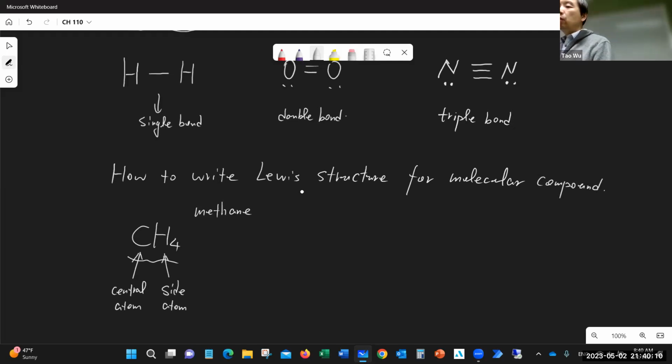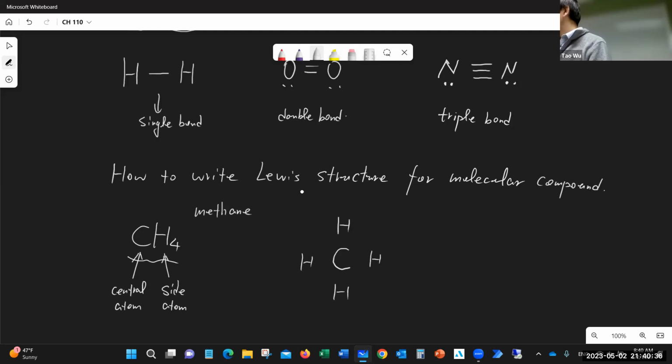And then when you write the structure, you put the central atom in the middle and put the side atoms on the side. So this is methane.